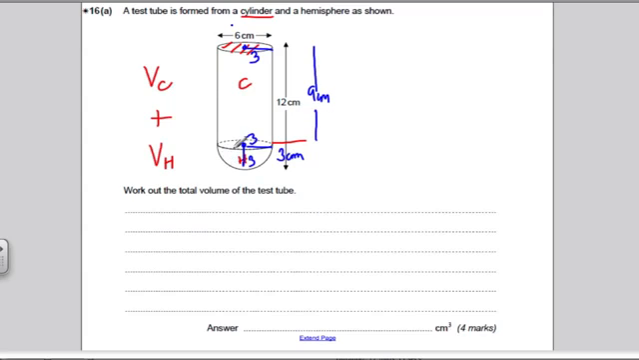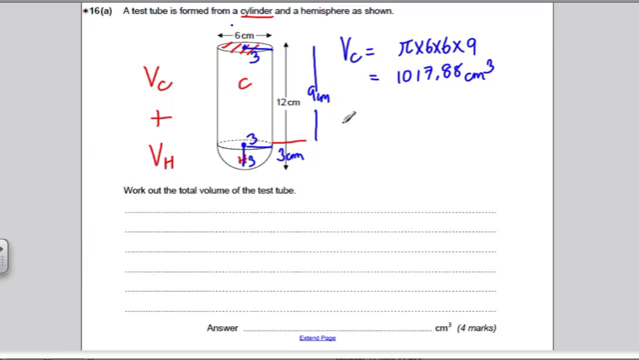Okay, and then we're almost there. Let's work out the volume of the cylinder. Well, the area of the circle is pi r squared, pi times 6 times 6. And then you multiply that answer by the height, which we've got is 9. So you work that out, pi times 6 times 6 times 9, and you get 1017.88, and the unit centimeters cubed.